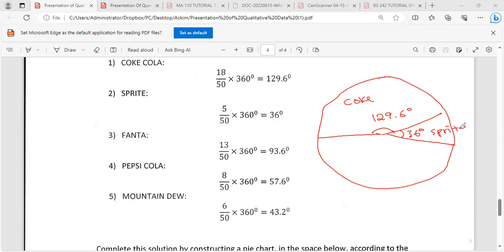Then you have your 93, something of this kind, that's your 93.6 degrees and that's your Fanta. Then you have your Pepsi Cola, which is 57. So slightly, you can just say 57.6 degrees.